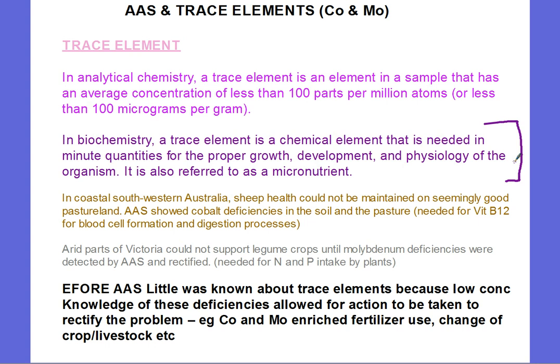And we looked at the fact that in Western Australia there was cobalt deficiency in the soil, which meant that sheep couldn't grow properly. There was one case in Victoria where there was molybdenum deficiency in the soil, therefore legumes couldn't grow properly. And the main idea is that before AES, little was known about trace elements because we couldn't measure things in such low concentrations. But now we've got AES, we can actually analyse soils, and if we do find a deficiency, action can be taken. So for example, we can use either cobalt or molybdenum-rich soils to do something about it. So AES is very important for monitoring what chemicals are there, and then also monitoring whether our solution techniques have worked.